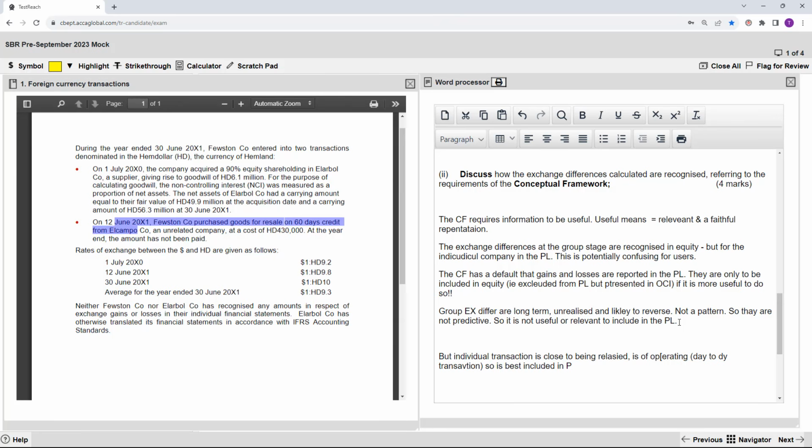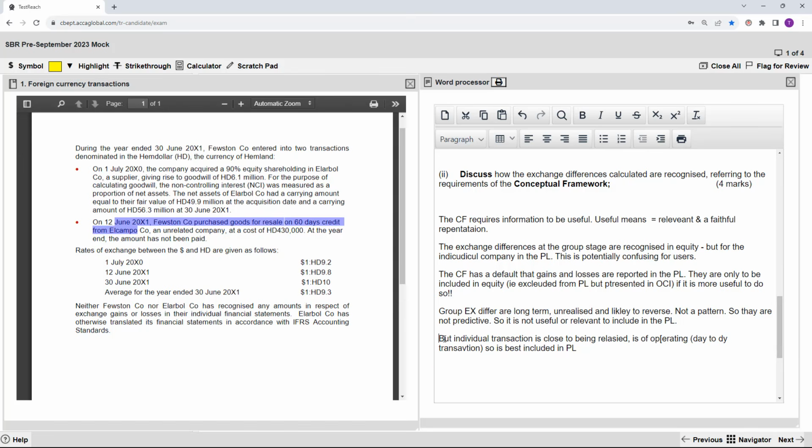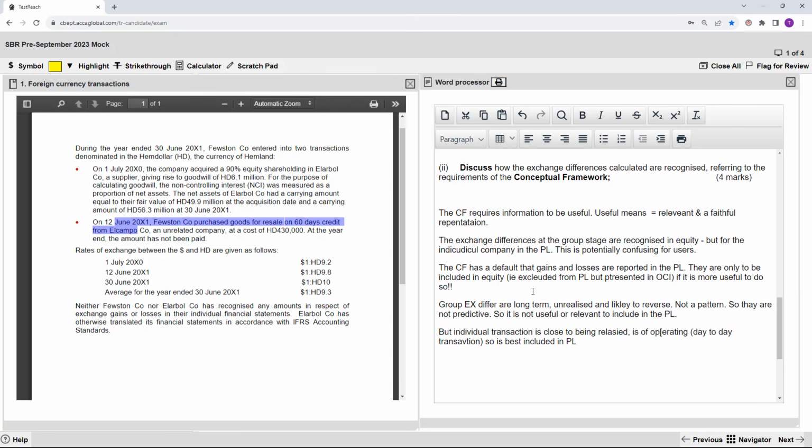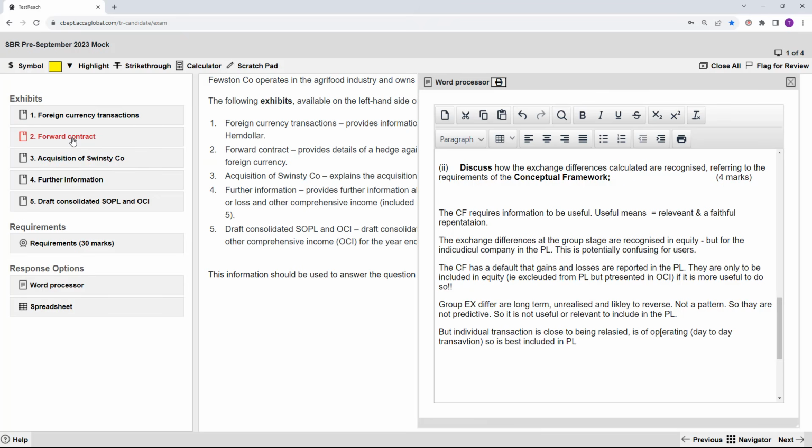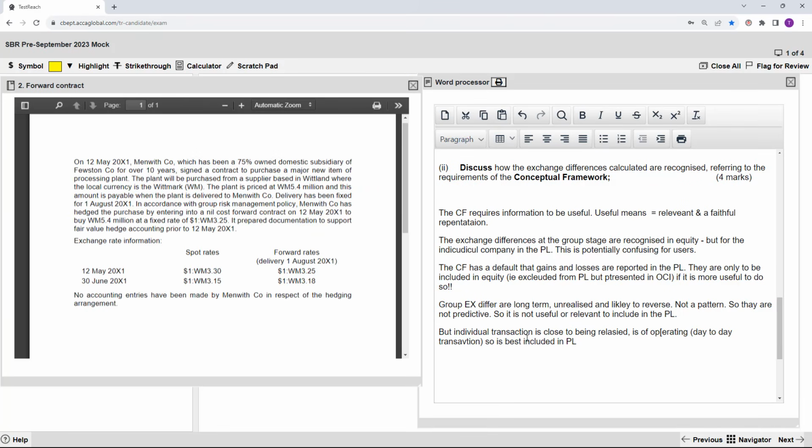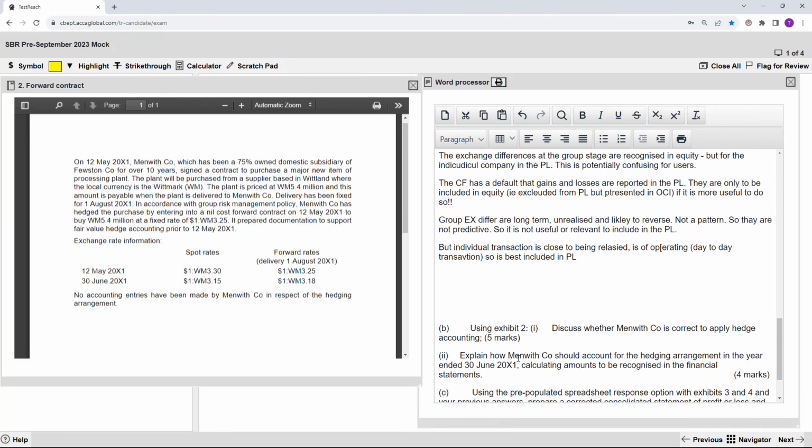Look, I could go on, but I'm a bit worried about the time. Time management is key. If I only get 3 out of 4 for this, it's not the end of the world. I want you to get something from every part of the question. So we're discussing how exchange differences should be recognized. I am moving on. Clearly, a perfect answer or a model answer is going to have a little bit more to it than that. But hey ho, we move on.